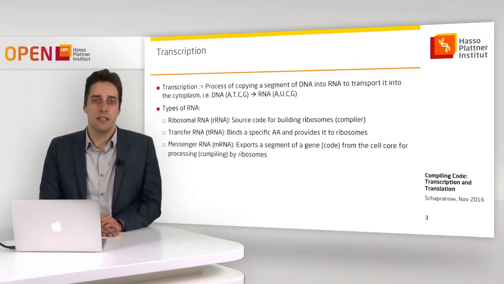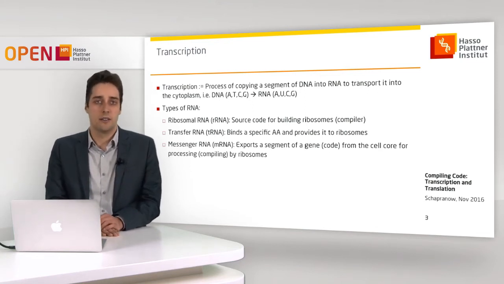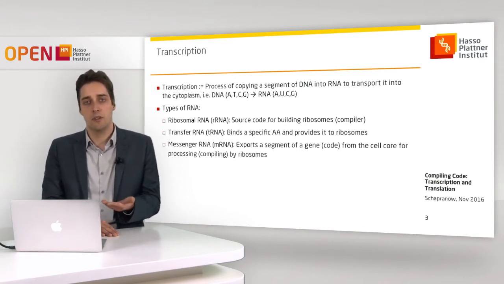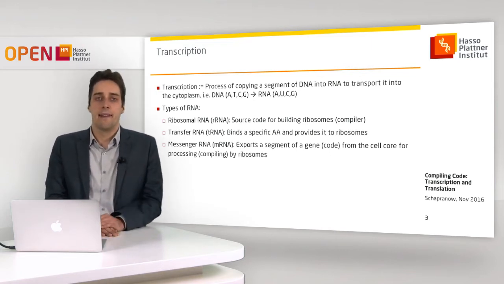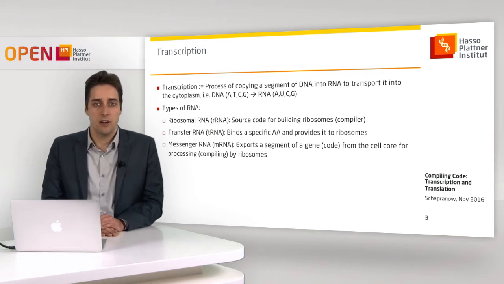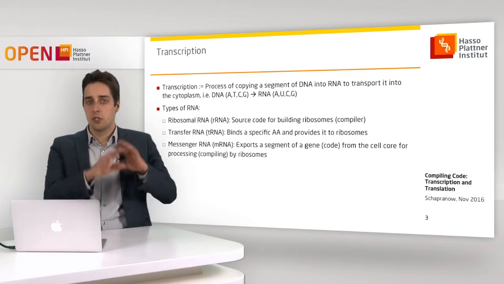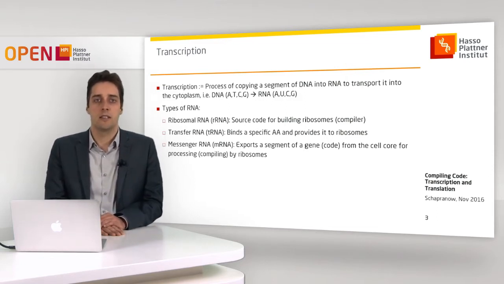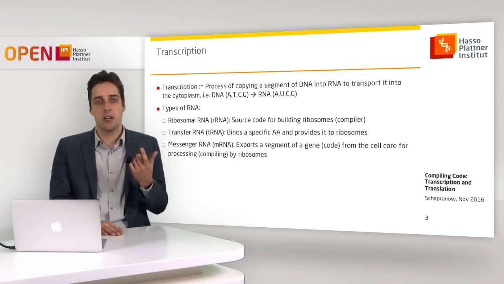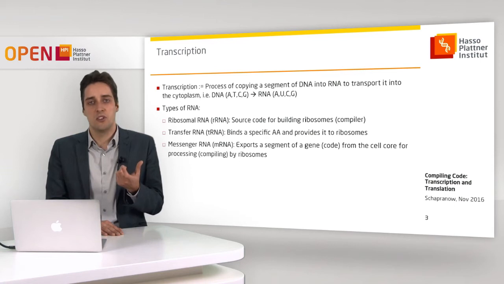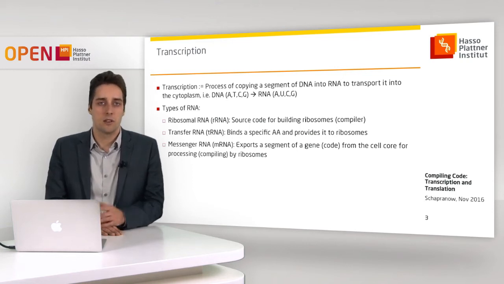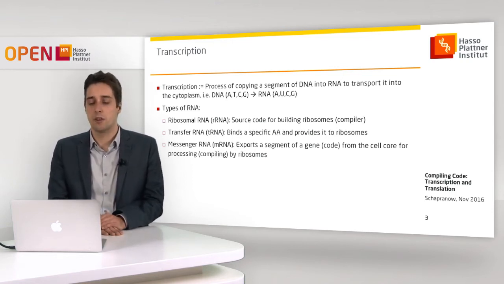The first kind of RNA is ribosomal RNA, or rRNA. rRNA contains the source code for building ribosomes. Ribosomes are our compiler. Recap this. So this is the source code for the compiler. The second version is the transfer RNA. Transfer RNA is important for getting the right amino acids which are flowing around in the cytoplasm, binding them, and bringing them to the ribosomes for further processing. And most probably the most important kind of RNA is the messenger RNA, because this exports the kind of source code which should be assembled by the ribosome. So it's the source code for the compiler to render some kind of objects, in this case the proteins which should be created out of that.